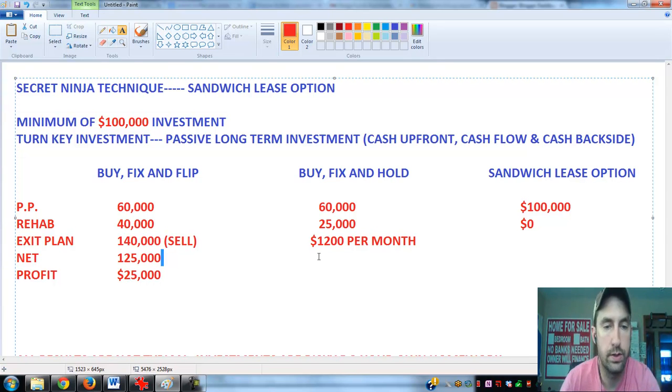For the buy, fix, and hold guys, we are going to calculate what is 1 year of $1,200 each month times 12, and this is going to be your gross income. I've got the handy calculator right here. So $1,200 times 12 is going to be $14,400, which is the gross. What will probably profit out of this, we're going to call it probably $10,000.